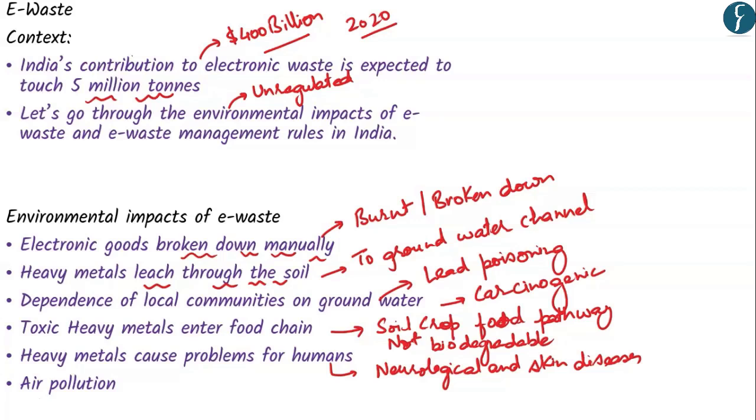Those who collect e-waste burn some of it to get copper, which is expensive. This creates air pollution as it releases hydrocarbons in the air.